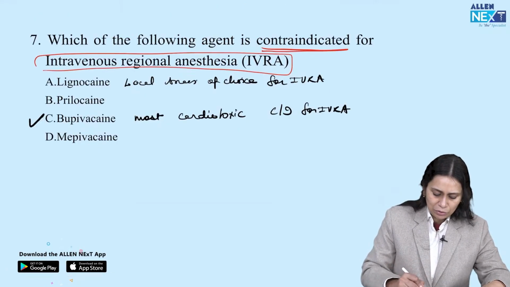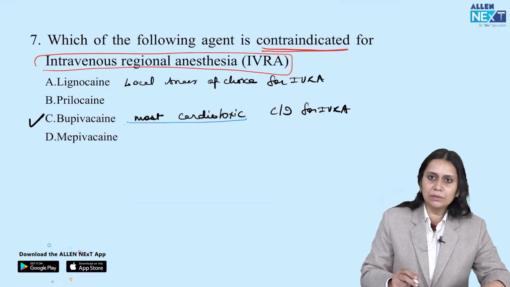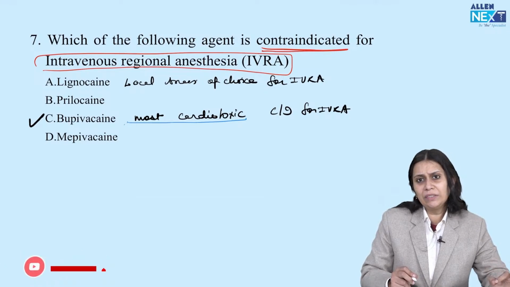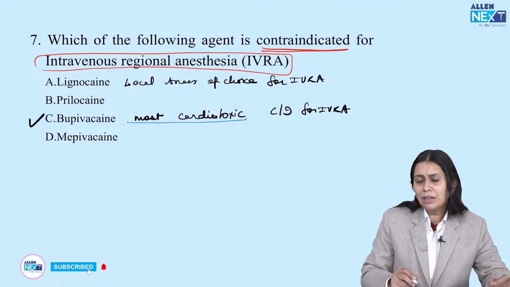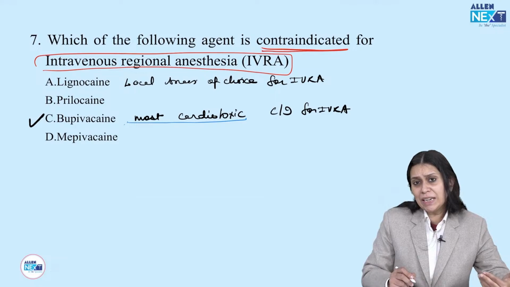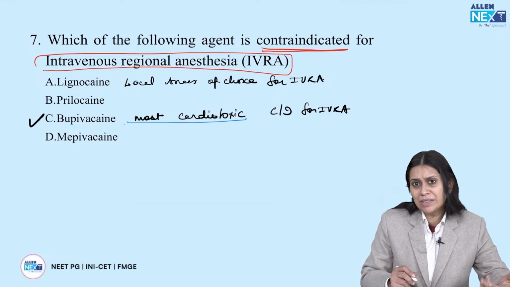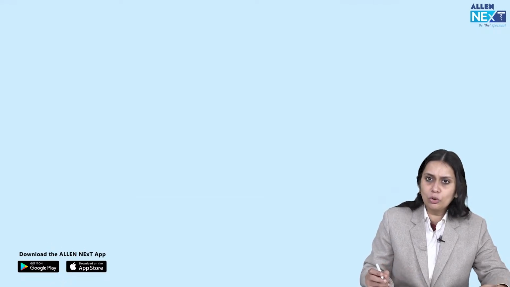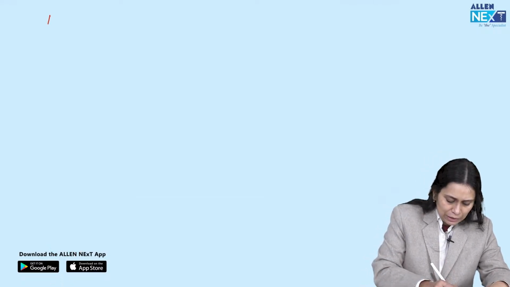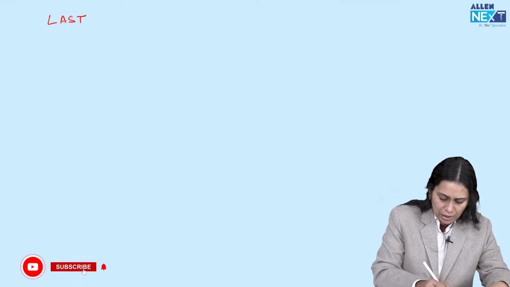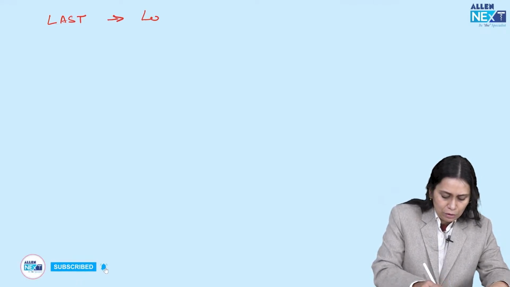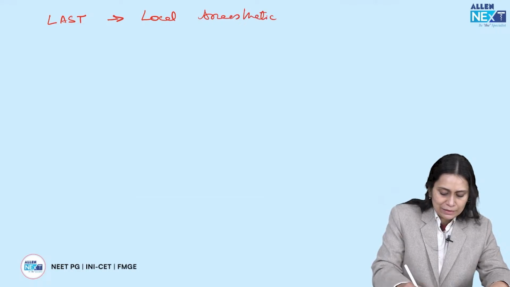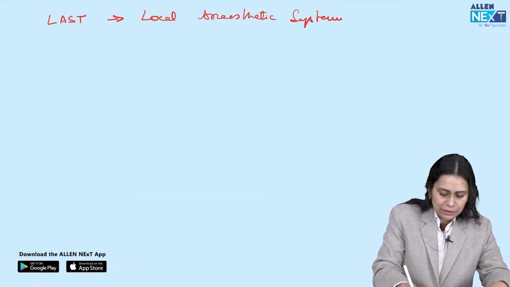Remember that I wrote bupivacaine is most cardiotoxic. Well, local anesthetic is always given locally. We try to avoid it getting absorbed systemically. Systemic toxicity is life-threatening. So let us talk about very important thing related to local anesthetic, that is LAST. What is the full form of LAST? LAST means local anesthetic systemic toxicity.